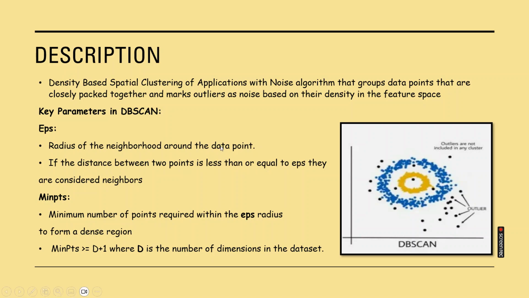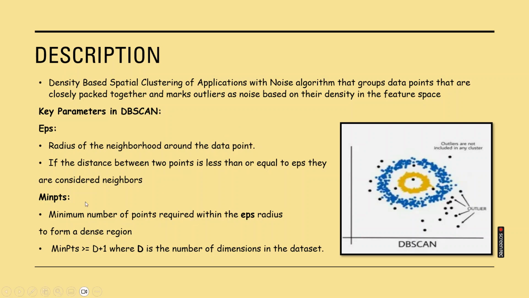For example, if we have 2 points A and B, and the distance between A and B is less than or equal to the specified epsilon. For example, epsilon was specified as 4. If the distance between A and B is, say, 3, which is less than or equal to epsilon, then they are considered as neighbors.